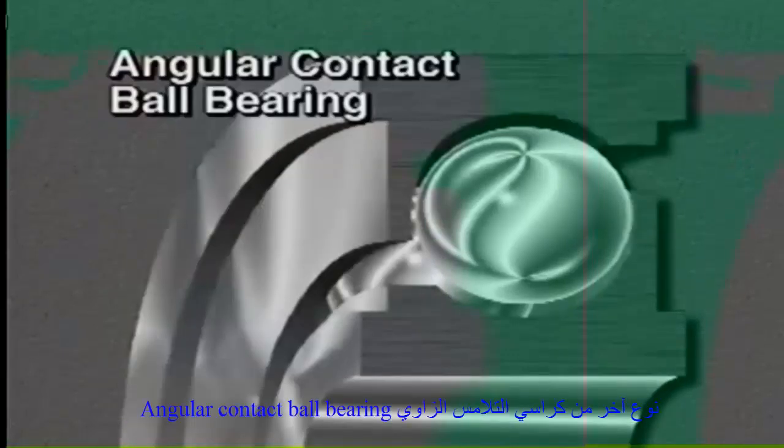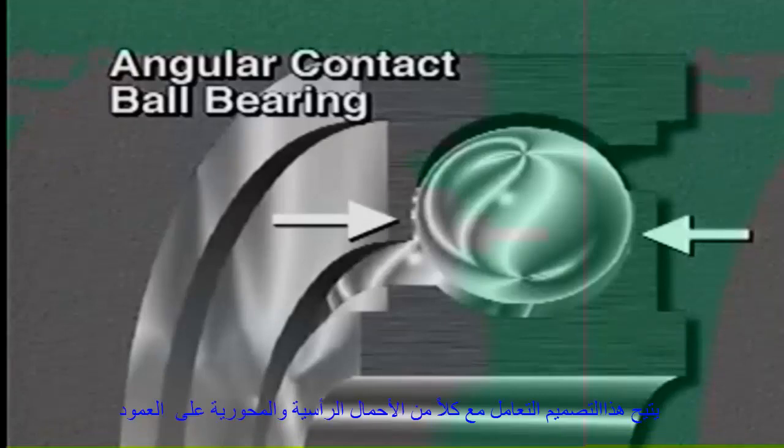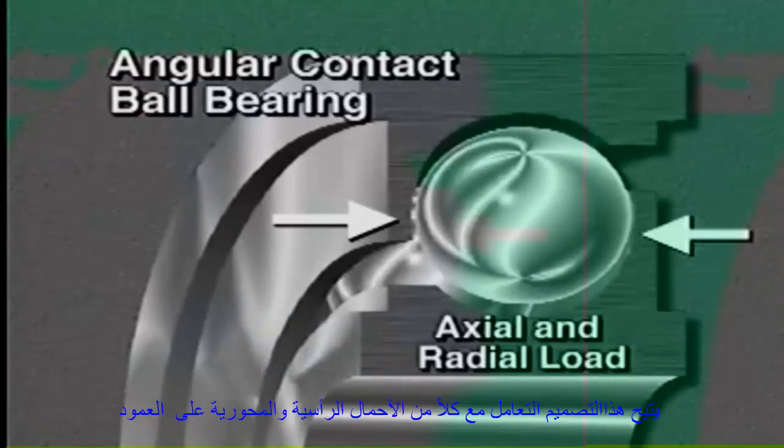Another type of ball bearing is an angular contact ball bearing. An angular contact ball bearing has a high shoulder on one side of the inner ring and a high shoulder on the opposite side of the outer ring. This design allows the bearing to handle both axial loads and radial loads.